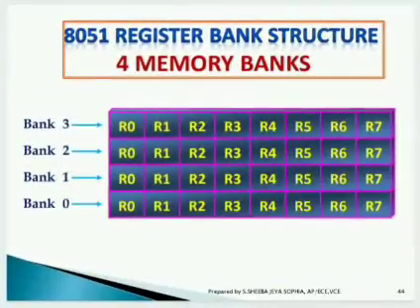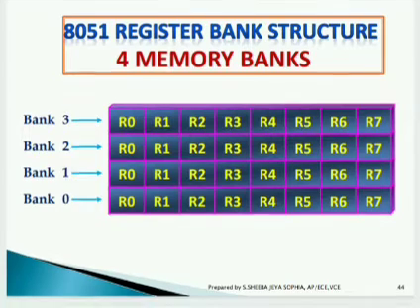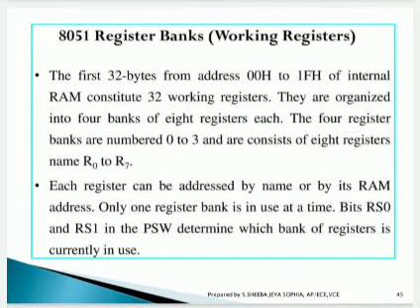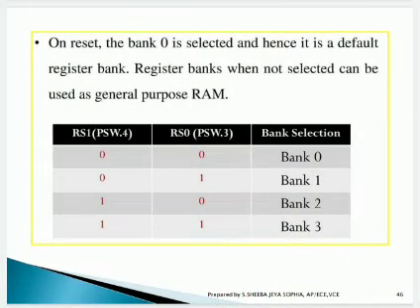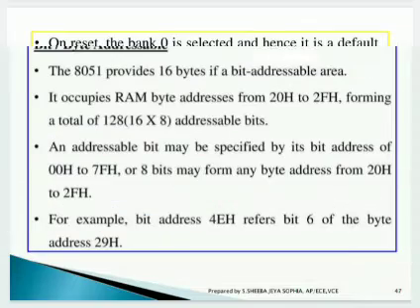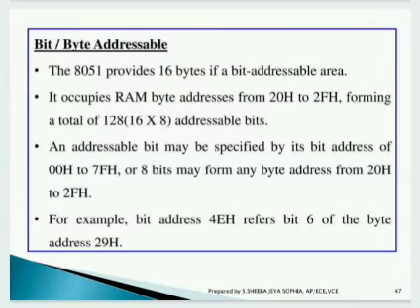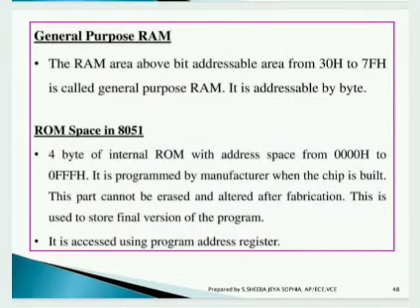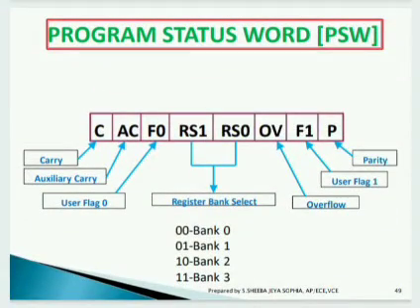There are 4 register banks available for processing and storage purposes: bank 0, bank 1, bank 2, bank 3, with register space R0 to R7 in each bank available for memory purposes. And the program status word is an 8-bit word.